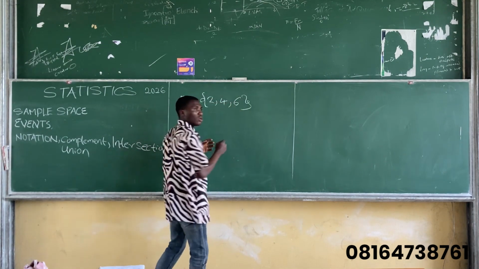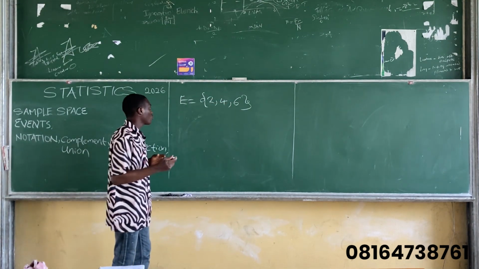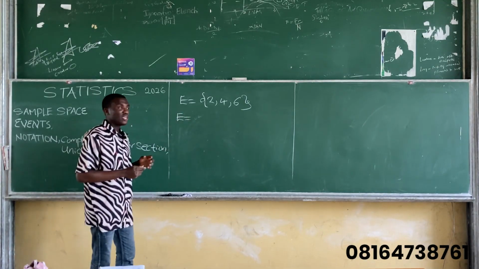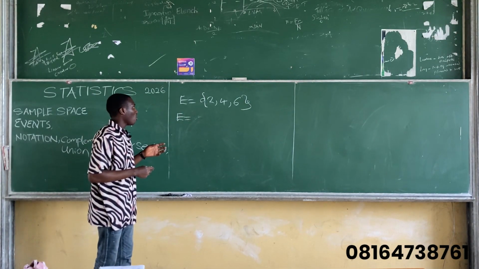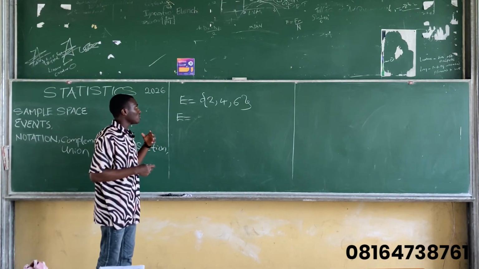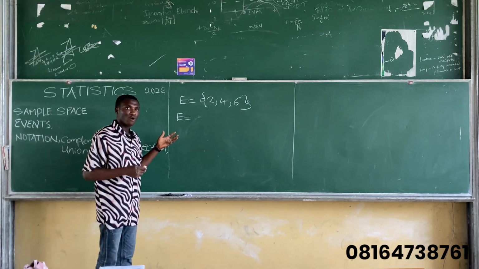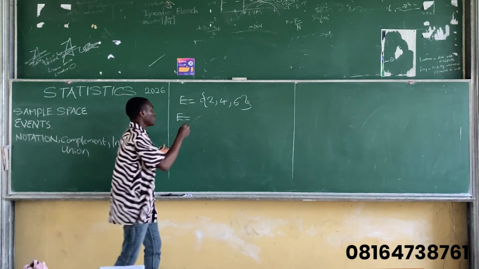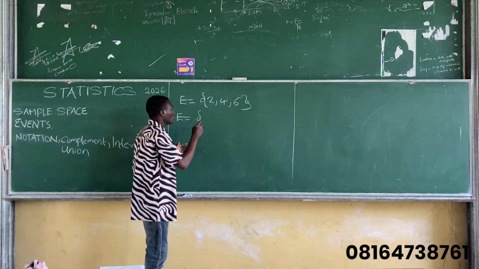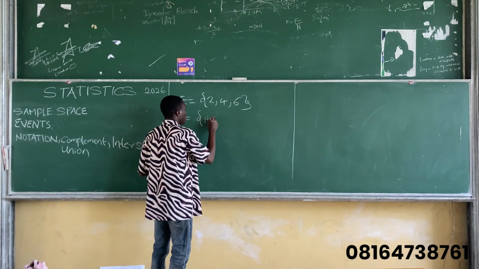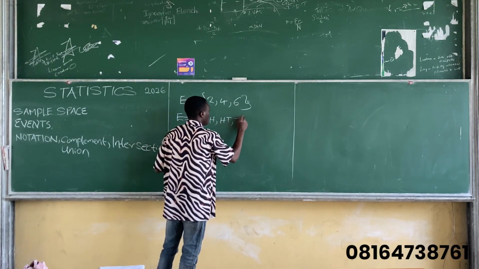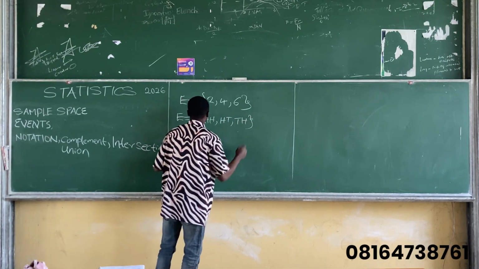Another example underneath that would be an event being a set of heads for tossing 2 coins simultaneously. We would have that the event would be head, head, head, tail, and tail, head.